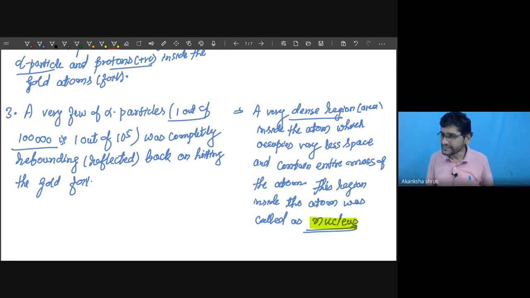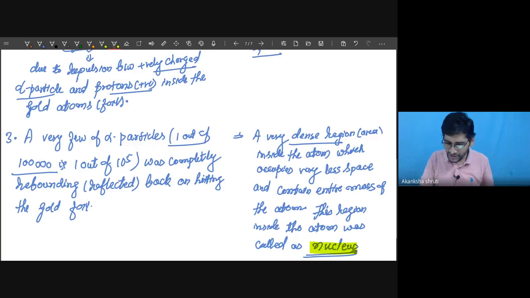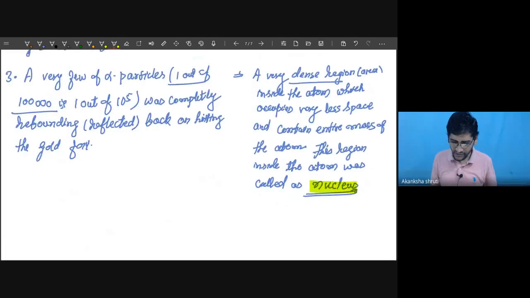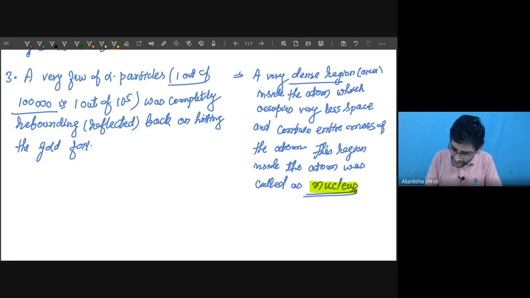So what was his model? That we can write based on these three conclusions. So that we are going to write now. So the model proposed by Rutherford. A student, from this we can say that the center region or the denser mass which is present inside the atom can be represented like that.